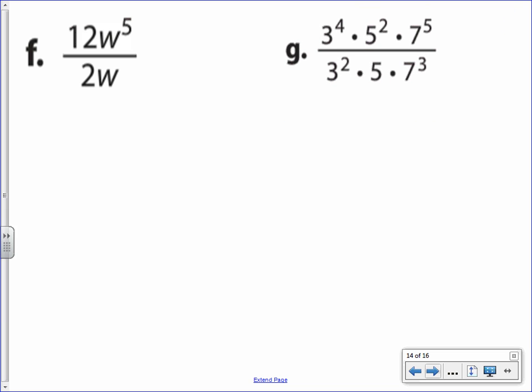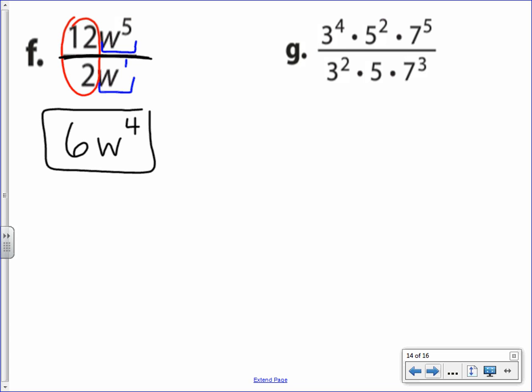I have coefficients. I have 12 and 2 as my coefficient, and I have 2 powers, w to the 5th and w to the first. Okay, this is division. You see a division bar, you need to divide. Okay, so I have 12 divided by 2 is 6. W to the 5th power divided by w to the 1st power. I keep my base, and I subtract my exponents. There's my answer.